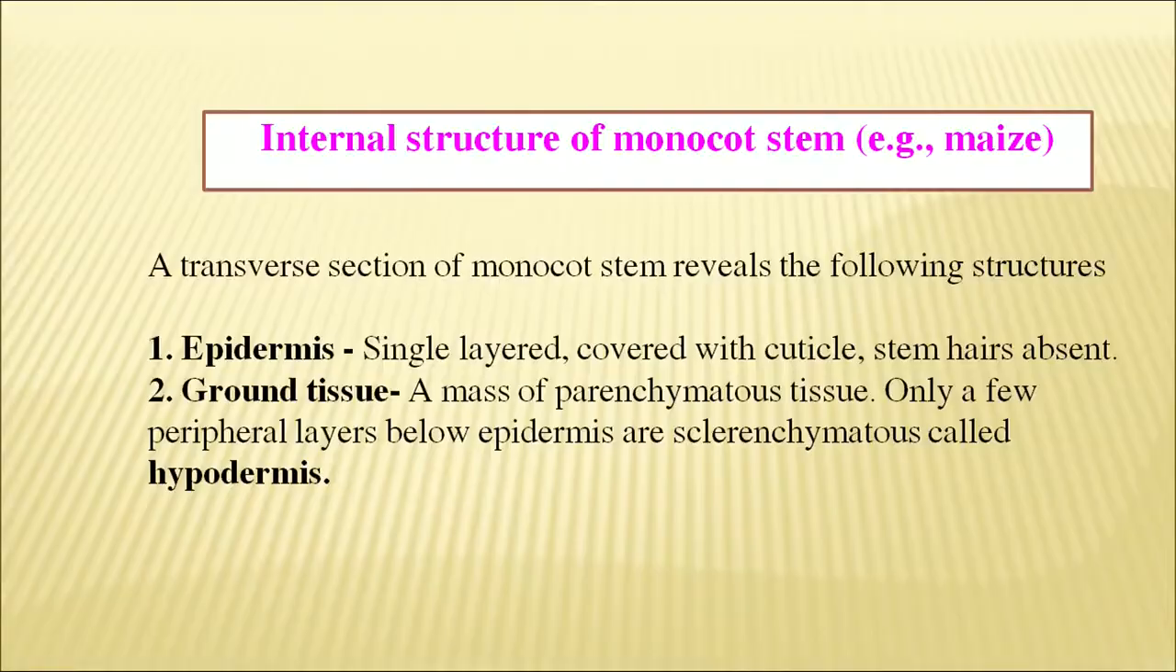So, earlier we discussed the dicot stems, now we are going to talk about monocot stems. Monocots are represented by family Gramineae, generally the grass family, and the representative examples are wheat, maize, garden grass, etc. So, their stem structure is quite different from the dicot stems.